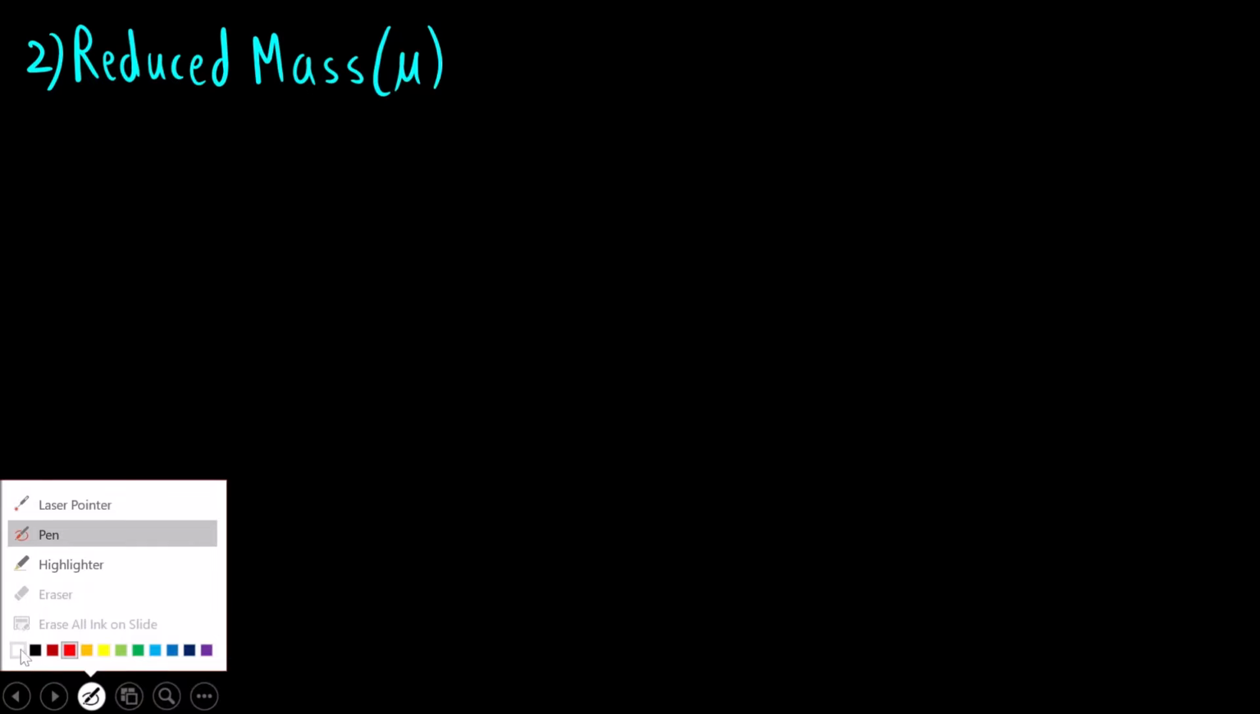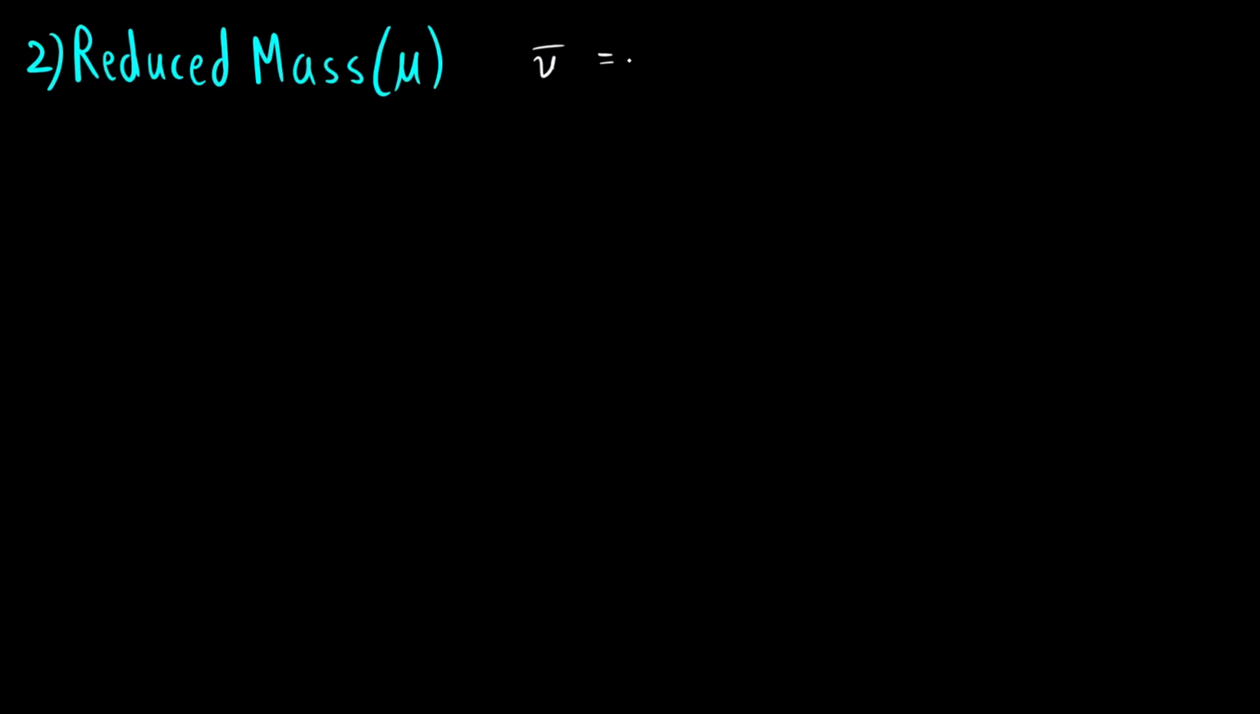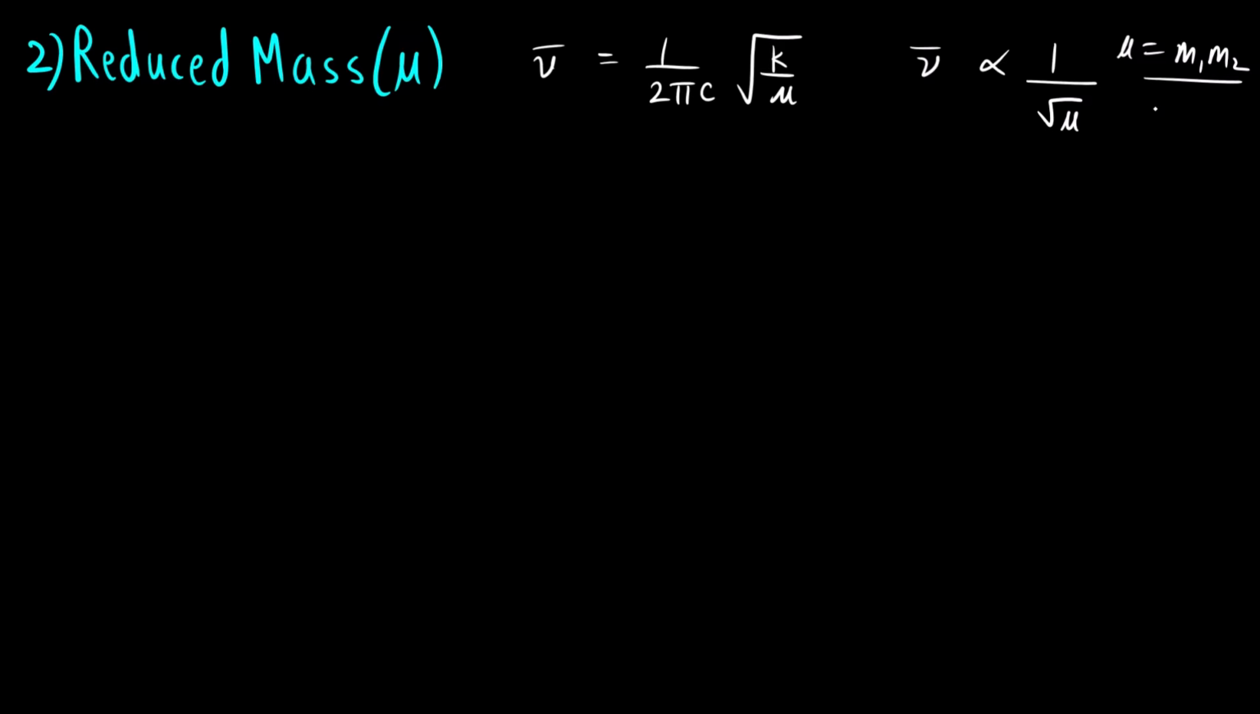From Hooke's law, you can see, Hooke's law is 1 by 2 pi c root of k by mu. So you can see the stretching frequency is what? Inversely proportional to the root of reduced mass. And reduced mass, we had seen the formula, it is m1 m2 divided by m1 plus m2. m1 and m2 are the masses of the two atoms that form the bond.